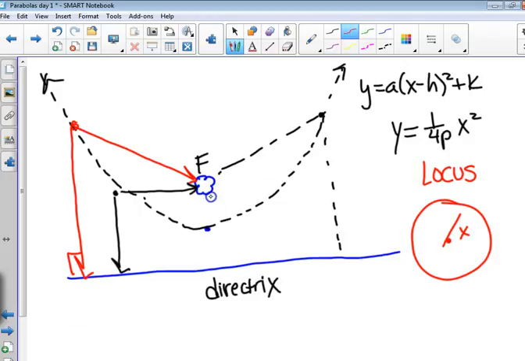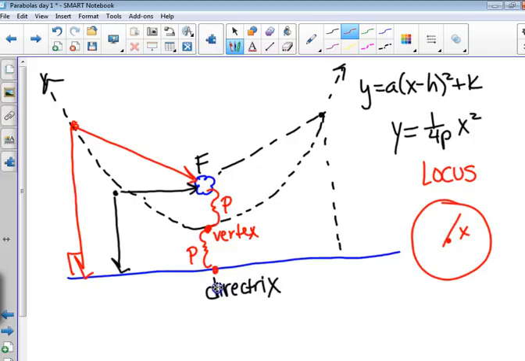Now, what you need to know conceptually is that this distance, what is this point right here, this blue dot? Look at our parabola. This is the vertex. Everybody okay with that? This distance from the focus to the vertex is going to be P. And it is exactly the same as the distance from the vertex to the directrix. All right, that's going to be called P.